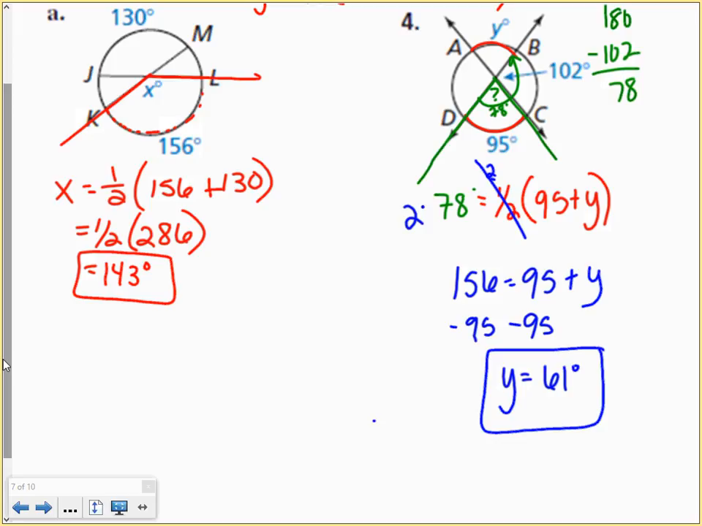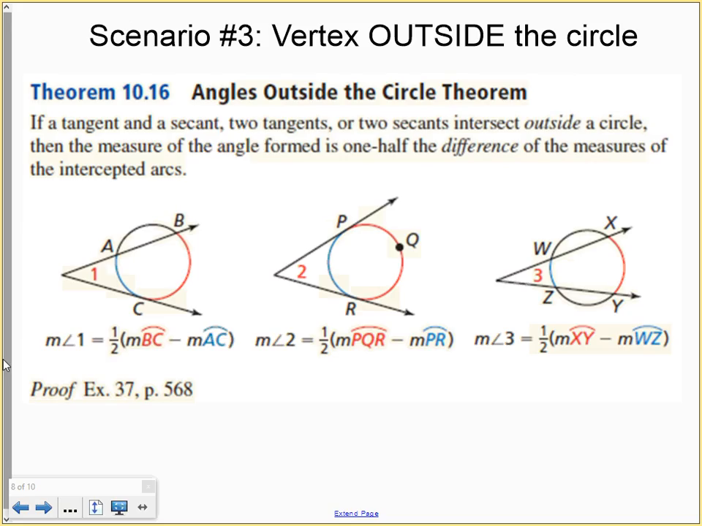Okay, scenario number 3 then, when the lines meet outside of the circle. This time, instead of adding, we'll be subtracting. However, since for subtraction order matters, we have to make sure we copy this down correctly. The angle equals 1/2 the arcs subtracted, but you have to take the big arc minus the smaller arc.